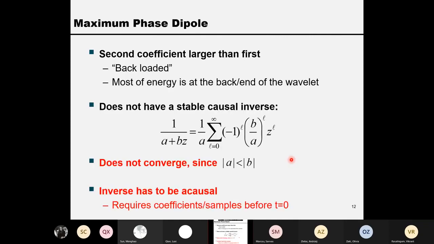That was a minimum phase filter. Now talking about the maximum phase filter. For the dipoles, we have 2 elements. The second one is larger than the first one. That is a maximum phase. That's the maximum phase filter. In the signal processing community, we call it backloaded, so energy at the end. Most of the energy is at the end of the filter, in this case, the wavelet.